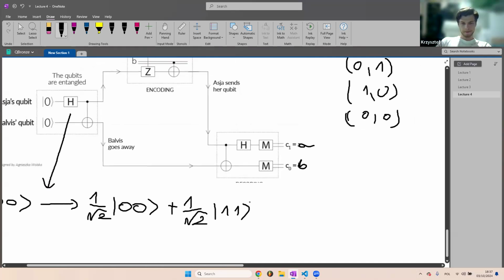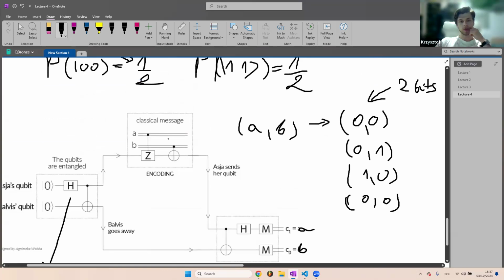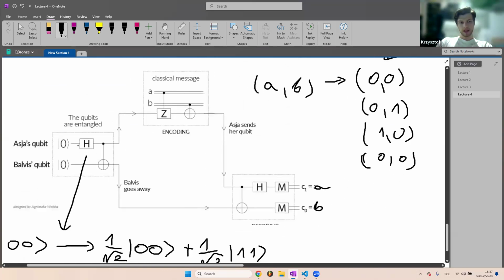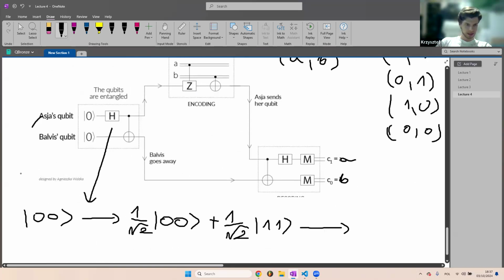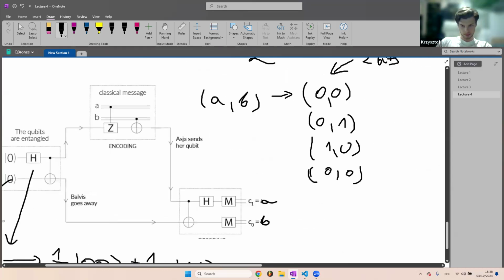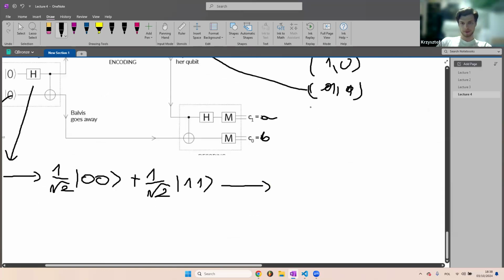So now, depending on the information she wants to send, Alice will apply one of the gates. Let's say this is Alice's qubit, and this is Bob's qubit. I'm sorry, here we should use the bits 1, 1. Let's apply both gates. So she wants to send the information 1, 1, so she'll be applying gates Z and X to the first qubit.